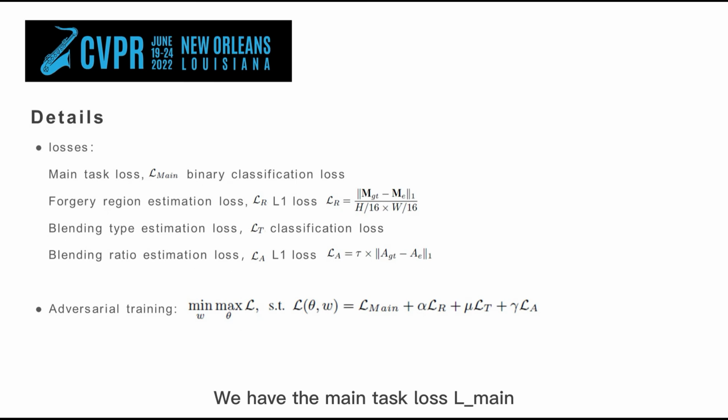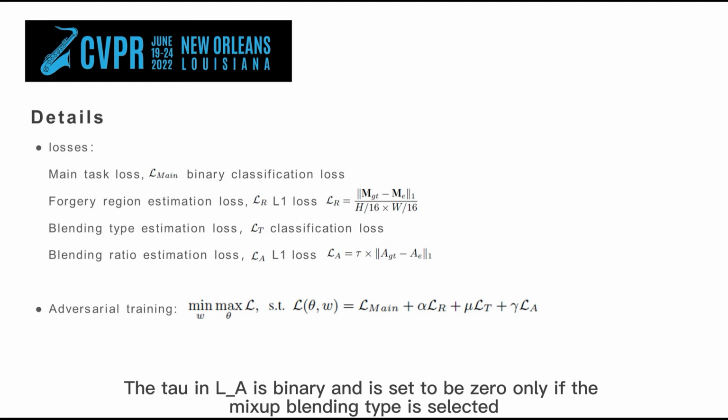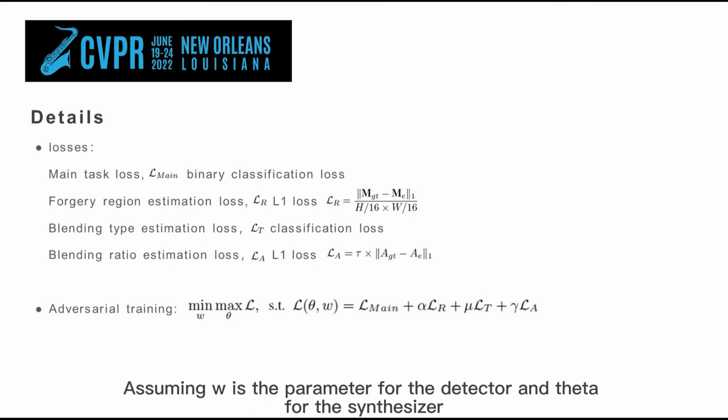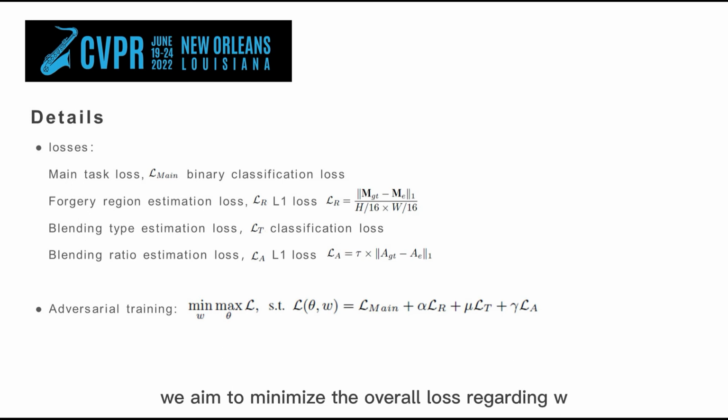For the losses, we have the main task loss L-main, forgery region estimation loss LR, blending type estimation loss LT, and blending ratio estimation loss LA. The tau in LA is binary and is set to be 0 only if the mix-up blending type is selected. For the adversarial framework, assuming W is the parameter for the detector and theta for the synthesizer, we aim to minimize the overall loss regarding W and maximize it regarding theta. Please refer to our paper for details.